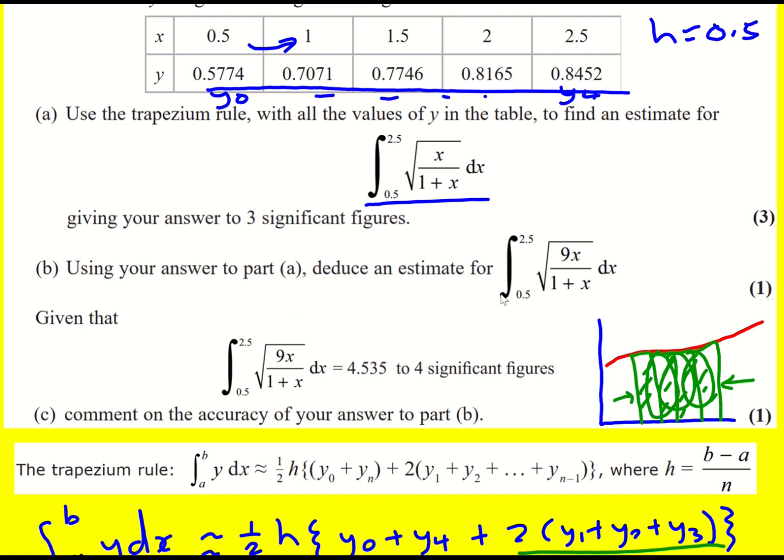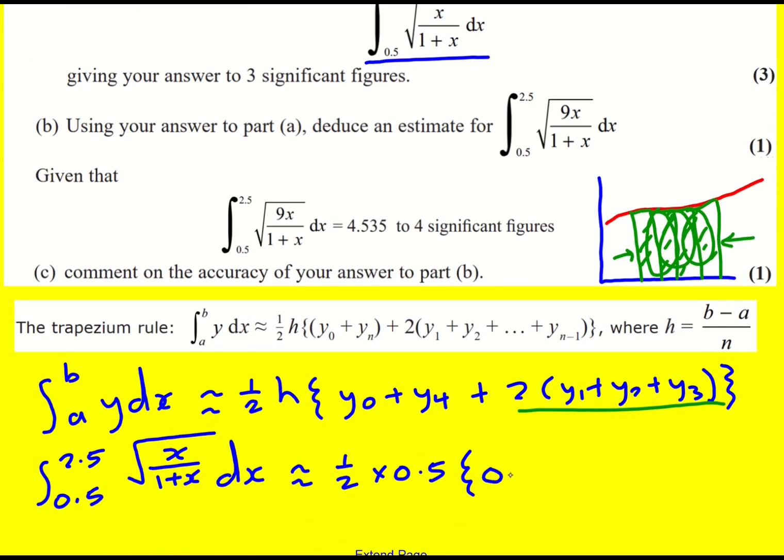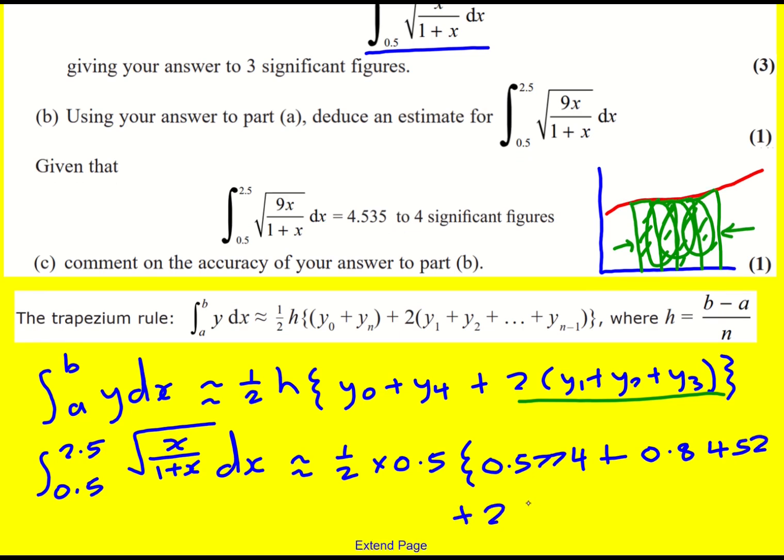So 0.5774. We're not having to tabulate this ourselves. Plus 0.8452. And plus 2 lots of the rest: 0.7071 plus 0.7746. Sorry, I've spilled over onto 3 lines. Not great mathematically to do this. I should have started on a new line, but okay.